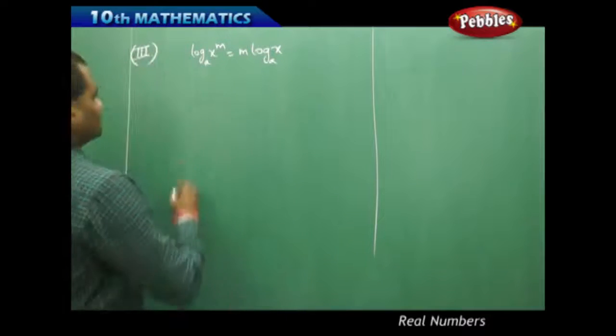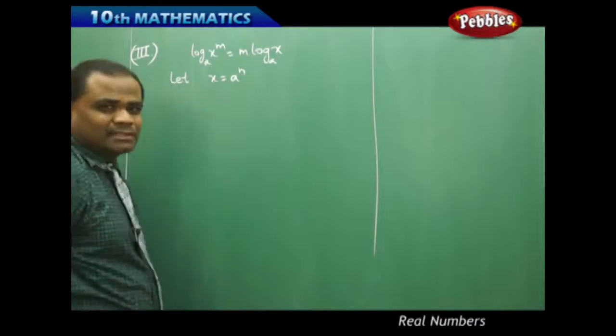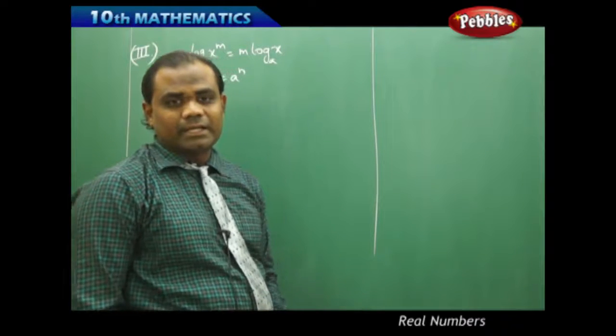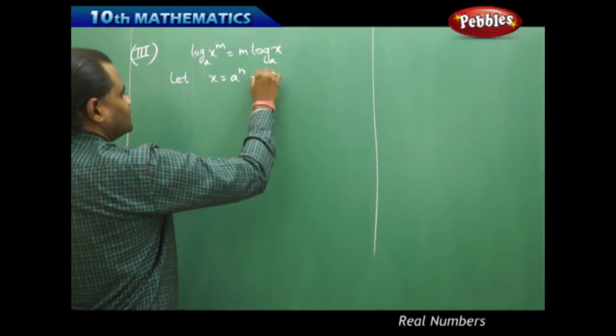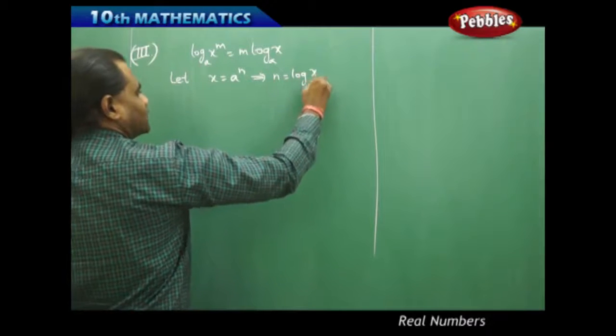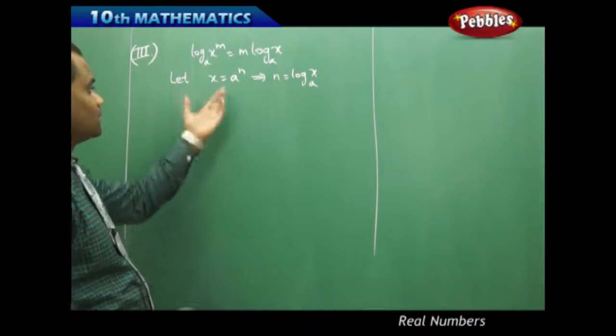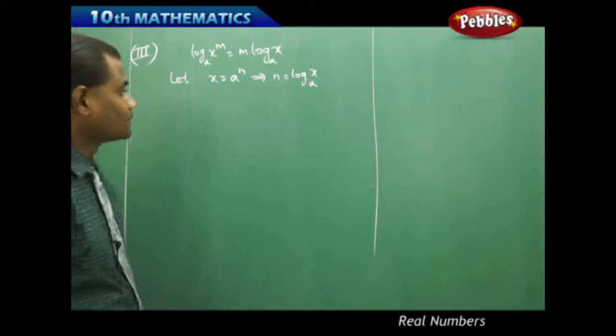So we have already taken that x is a power n. Using this, when I convert this into the logarithmic form, I understand that n is log x to base a. When I convert this exponent to logarithmic form, I have n equal to log x to base a.